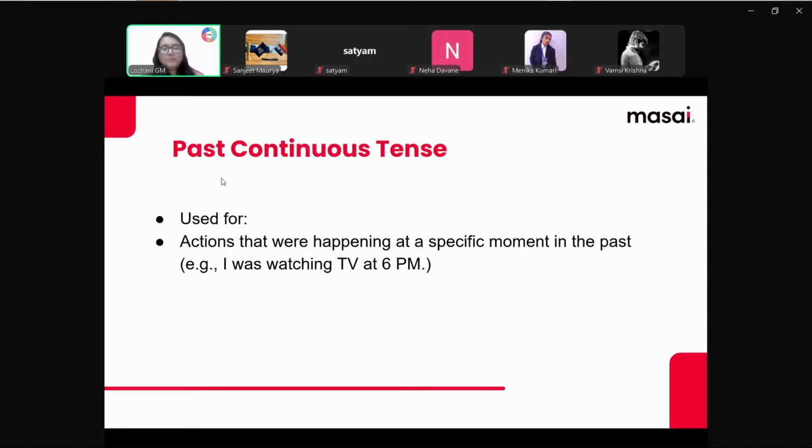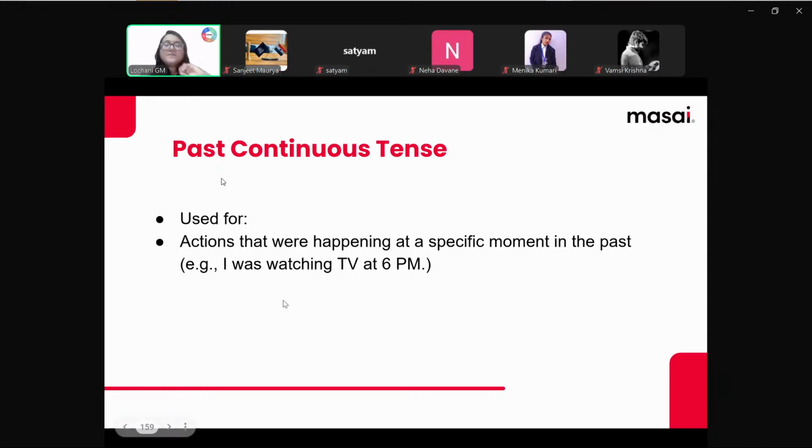Okay. For example, at this time last week, we were waiting for the Champions Trophy final. So what am I saying? We were waiting, right? So whenever you want to talk about actions which were happening at a specific moment, see the difference between simple past tense and past continuous is in the simple past you talk about things which are already over, done, right?